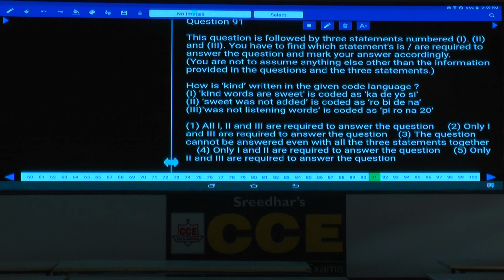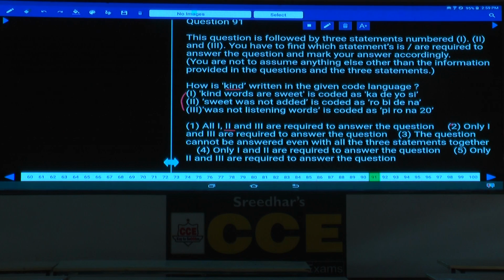Then now in this one, how is it written? What is choice 1? All 1, 2 and 3. Choice 2 is 1 and 3. Choice 3 is cannot be answered even by combining all the 3 statements, 1 and 2 and 1 and 3. That means there is no individual statement. Then the next priority after the individual statement should be for combination of 2 statements, 1 and 2, 1 and 3 and so on. Then if you check out choice 2, 1 and 3, how is kind written in the given code language?